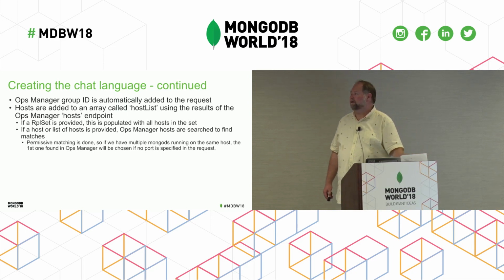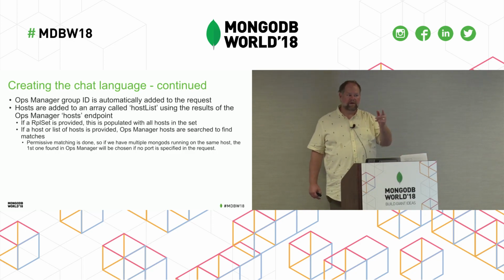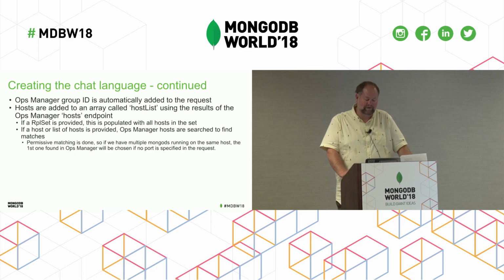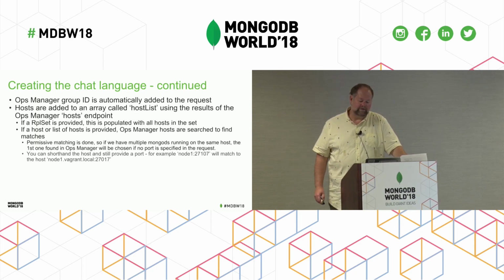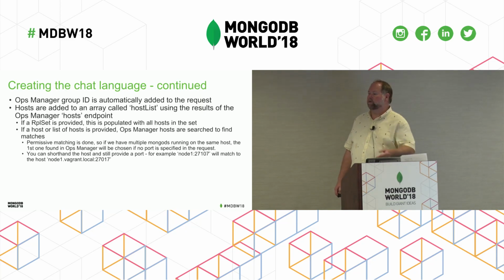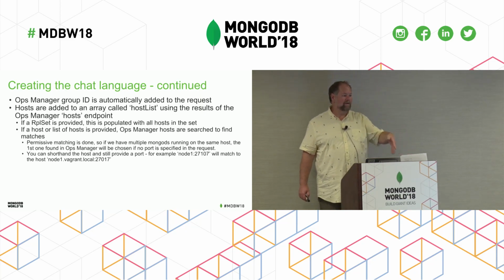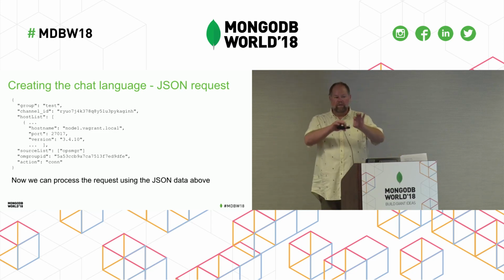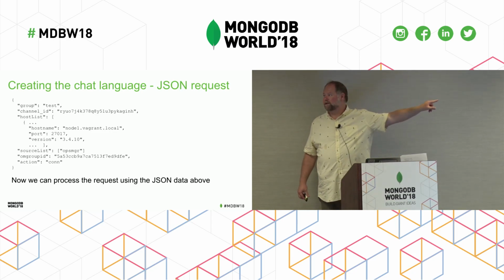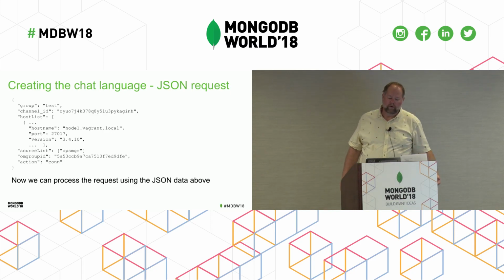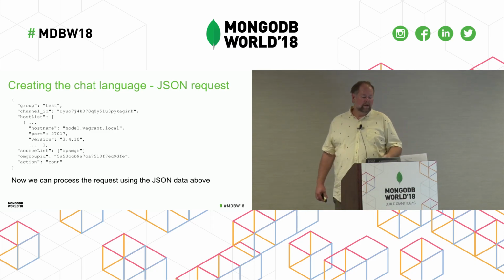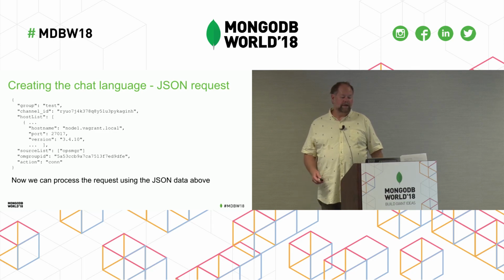I do permissive matching here, meaning that if you're running multiple MongoDBs on a server, which is not best practice and we would never recommend that, the first one it comes to in Ops Manager would be chosen. So you may need to specify a port if that's the case, but you can shorthand that. So node 1 27017 will find the host node1.vagrant.local 27017. So all of that happens, and we transform the text that the user entered into a request in JSON that looks a lot like this. So we can see we have a group, the channel ID that the request came in from, the list of hosts, the source list, the ops manager group ID, and the action we need to take.